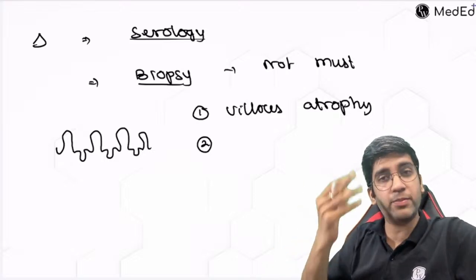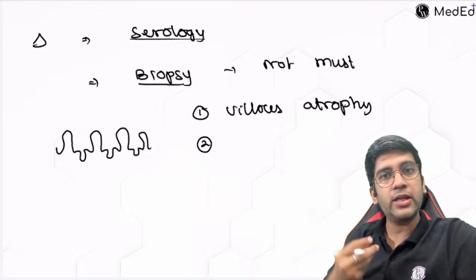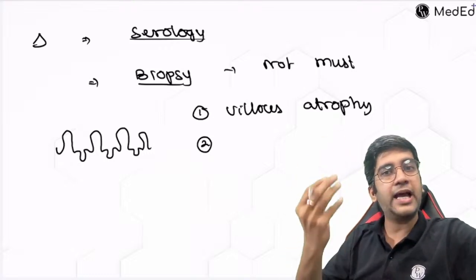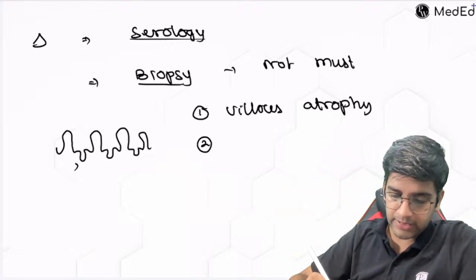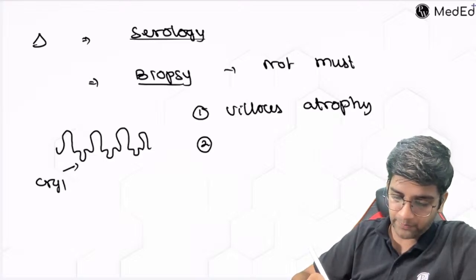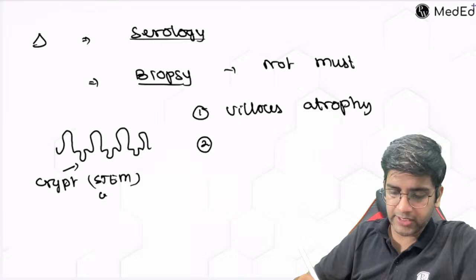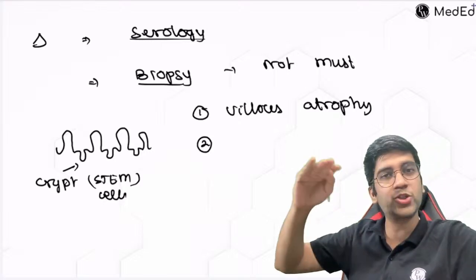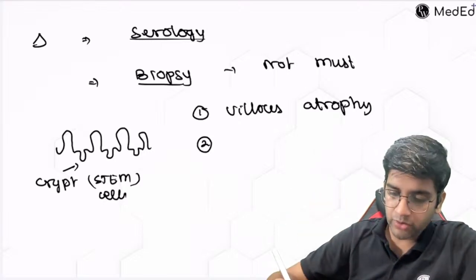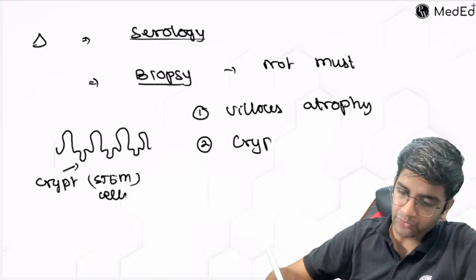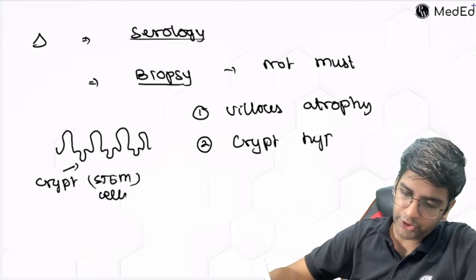So the crypt will have hyperplasia, because once the villi are destroyed, my crypt compensates for the villi, because the crypt has stem cells. That's one of the cells present in the crypt. There are many more cells, but stem cells are present in the crypt. When the villi are gone, the stem cells contribute to replace them. So I'll have crypt hyperplasia.